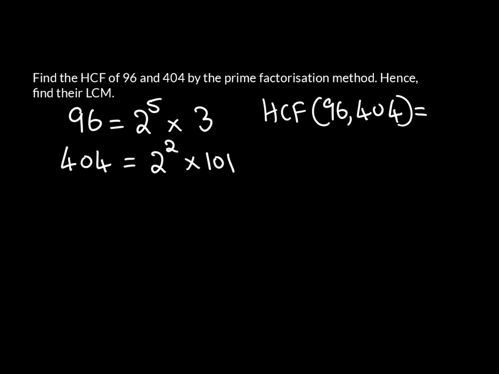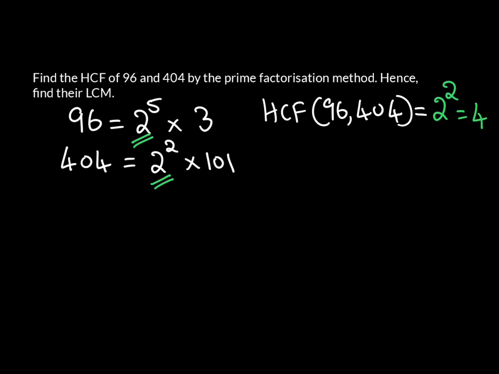Now we know how to find the HCF of 96 and 404. How do we do that? Look for the common prime factors, 2 to the power 5 and 2 to the power 2. Among the common factors, choose the one with the smallest power. In this case, it is 2 to the power 2. So the highest common factor of 96 and 404 is 4.